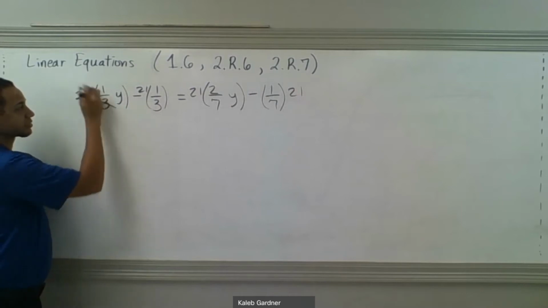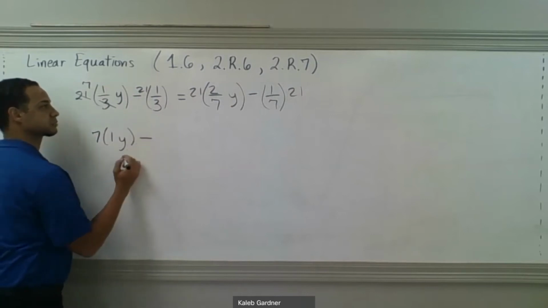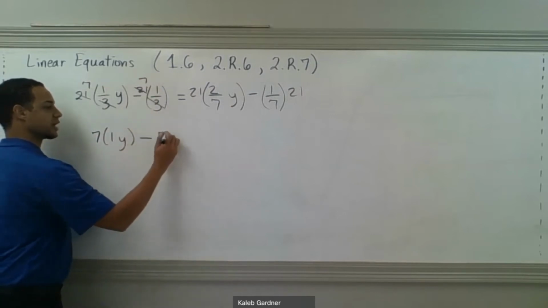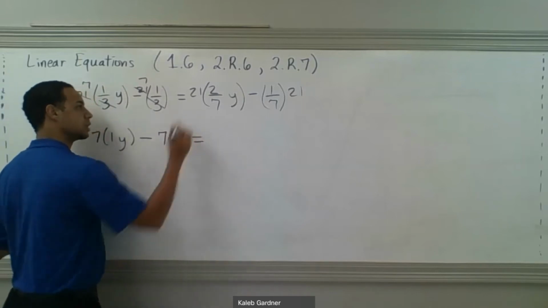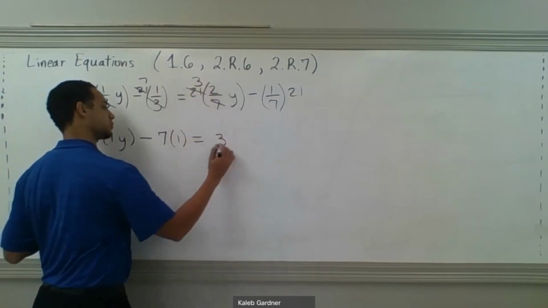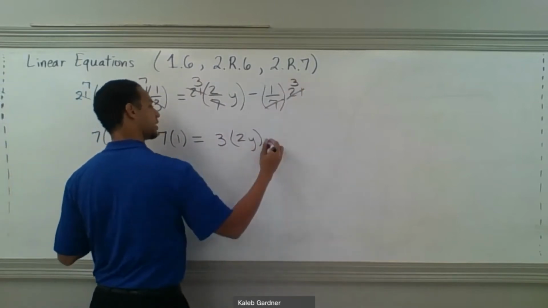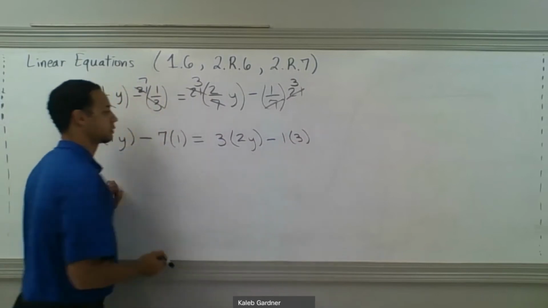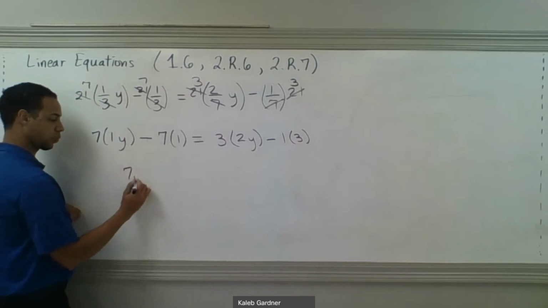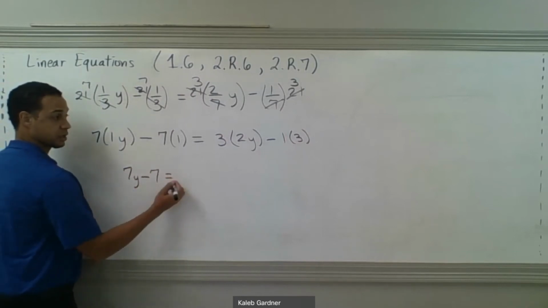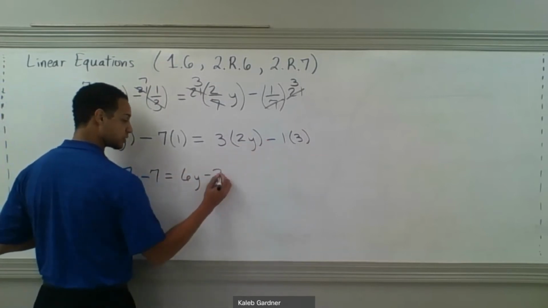21 and 3 reduce to make 7. So we've got 7 times 1y minus. 21 and 3 again makes 7. So we have 7 times 1 equals. 21 and 7 reduce again to make 3. So 3 and 2y. And negative 1 times 3. 7 times 1 is 7y minus 7. 3 times 2 is 6y minus 1 times 3 is 3.